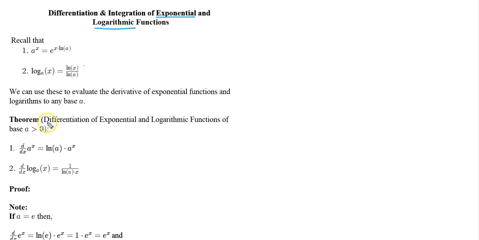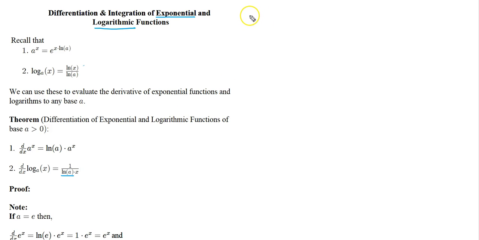So we have this theorem here that evaluates those two derivatives for us. For any base a greater than 0, the derivative of a to the x is the natural log of a times a to the x, and the derivative of log base a of x is 1 over the natural log of a times x. Keep in mind this natural log of a is just a constant number. So let's take a look at the proof of these two results and then we'll do some examples.